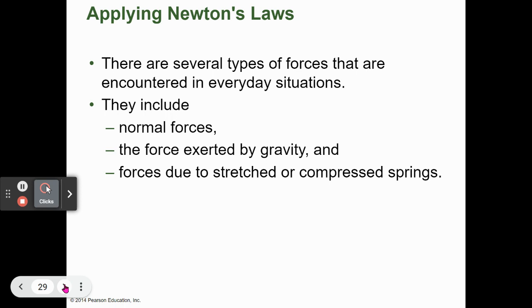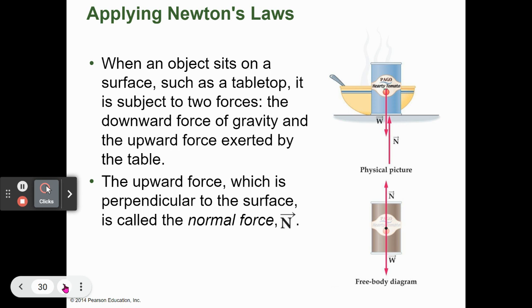There are several types of forces that we encounter in everyday situations. They are normal forces, forces exerted by gravity, and forces due to stretch or compression. We're going to talk about the first two very briefly. Normal force: when an object sits on a surface, it's subject to two forces. We have the downward force of gravity, and then we have the upward force of the table. The downward force of gravity is what we call weight. Mark that down. Weight and mass are not the same thing.